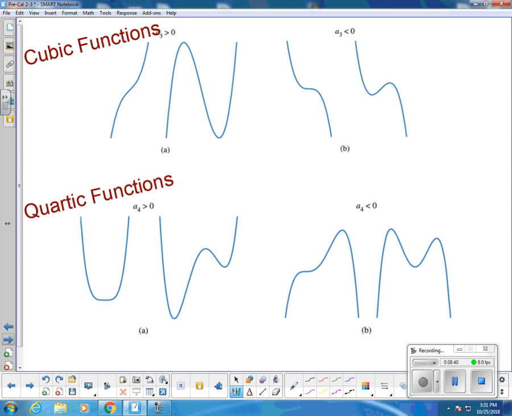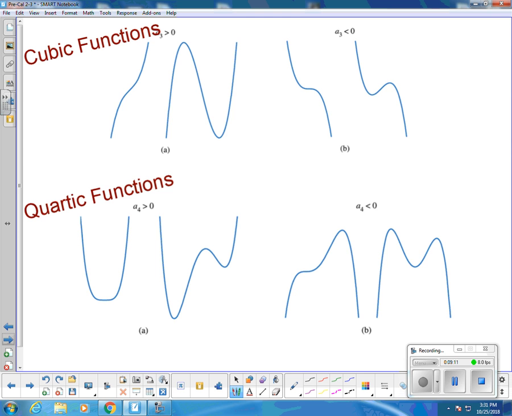Okay, in the top graphs, the end behaviors, how that graph starts and how that graph ends, are opposite. So the end behavior is either starting low and going high or starting high and going low. In the bottom set, the end behaviors are the same. You either start high and end high or start low and end low. So the end behaviors of a quartic function are equal. The end behaviors of a cubic function are opposites. Okay, so that's an important thing to keep track of.